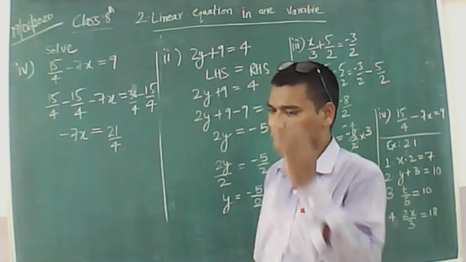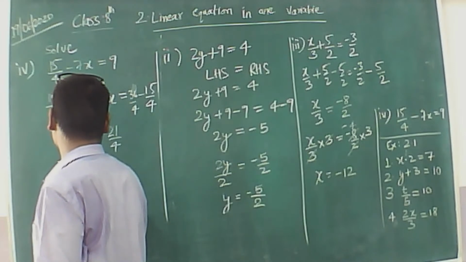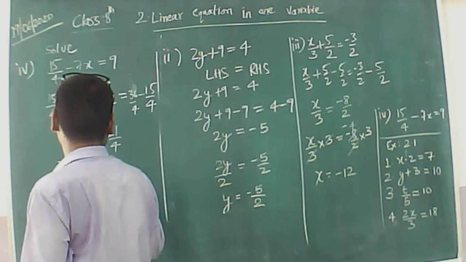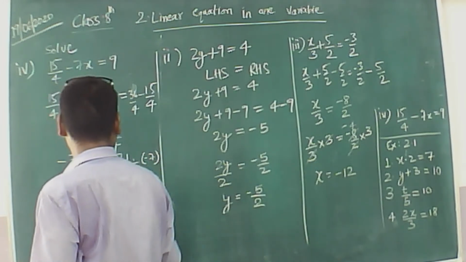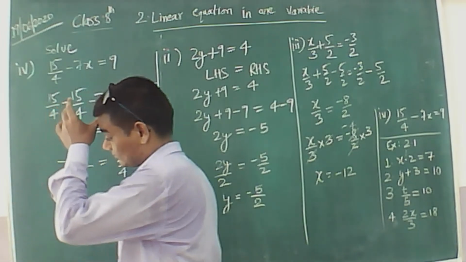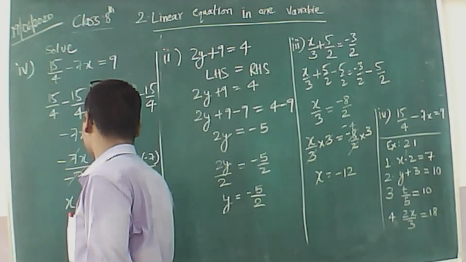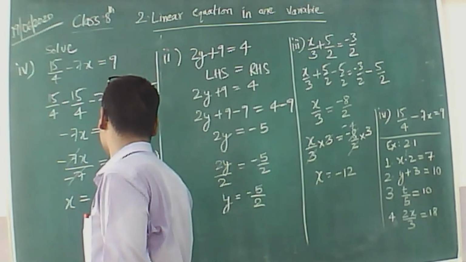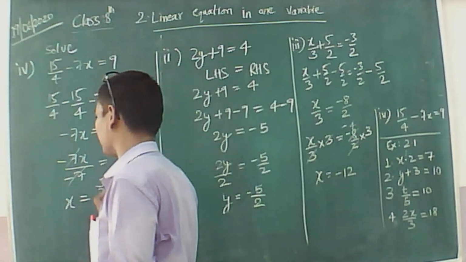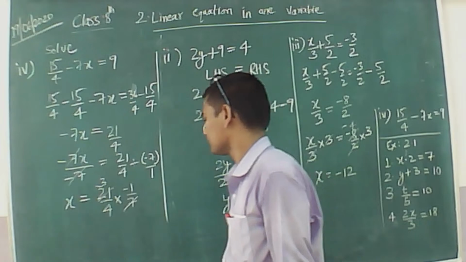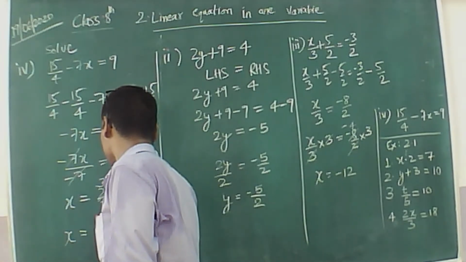Now we will divide by minus 7 on both the sides. So this will become minus 7x by minus 7, and here it will be 21 by 4 divided by minus 7, or minus 7 by 1. Now this minus 7 and minus 7 will get cancelled and we are left with x is equals to 21 by 4 into minus 1 by 7. 7 threes are 21. So x is equals to minus 3 by 4.